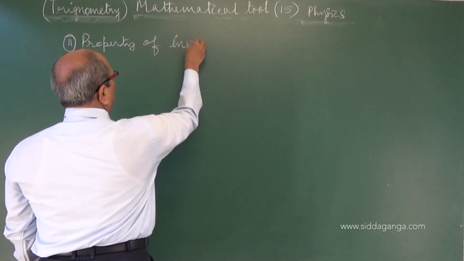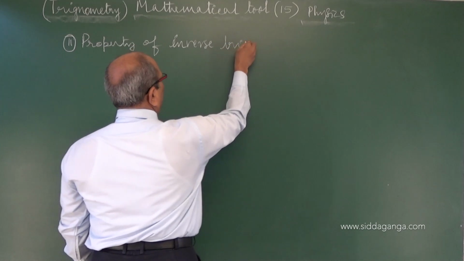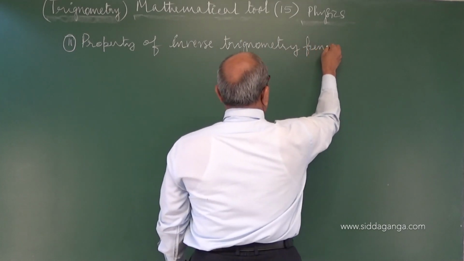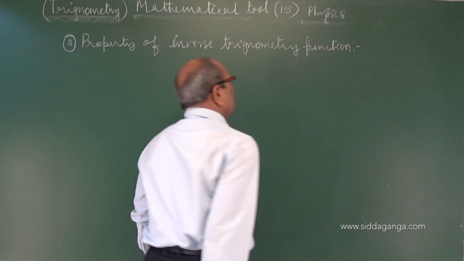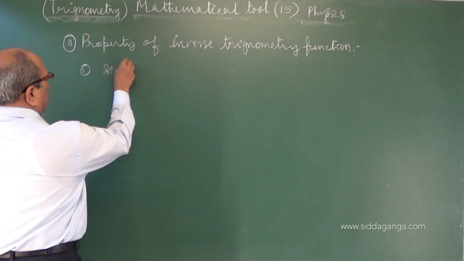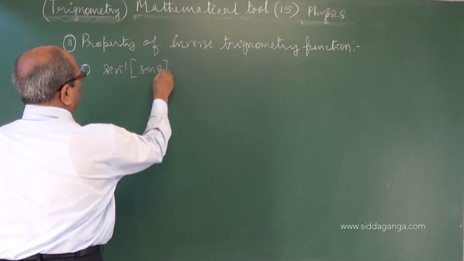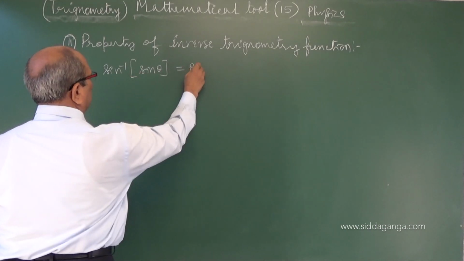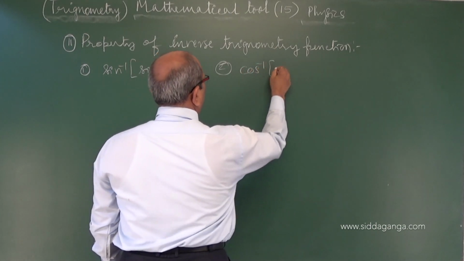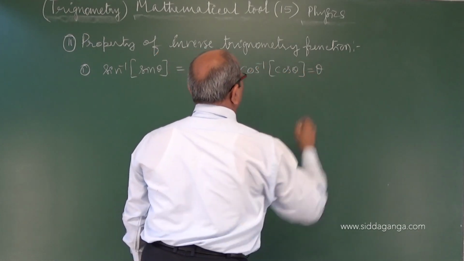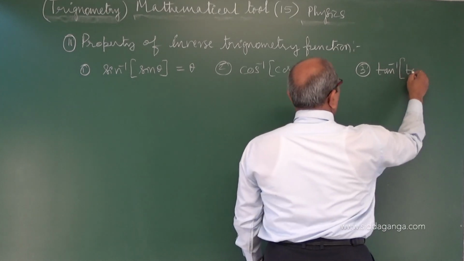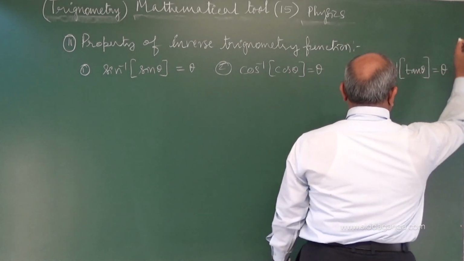Let us see the properties of inverse trigonometric functions. I am taking only the most important ones which are used in physics. The first is sin inverse of sin theta is equal to theta. And second, cos inverse of cos theta is equal to theta. And the third, tan inverse of tan theta is equal to theta.